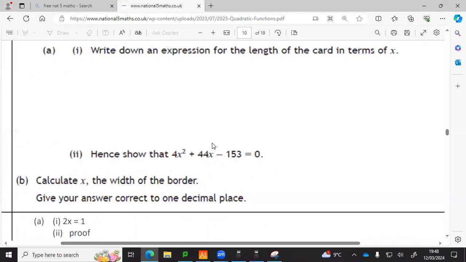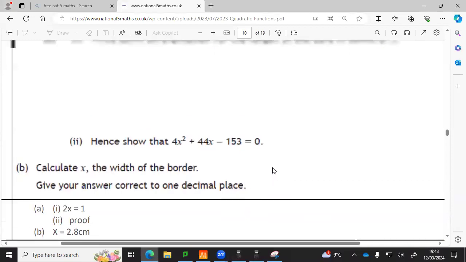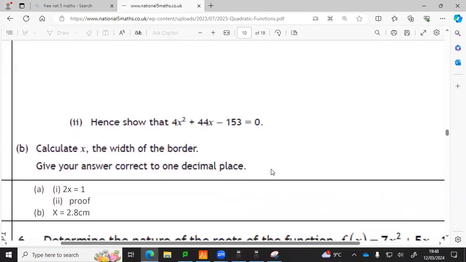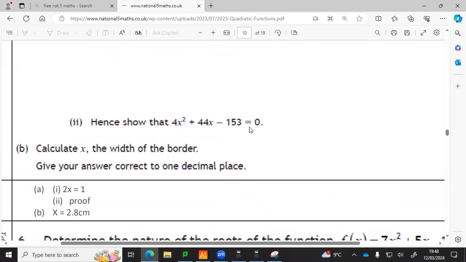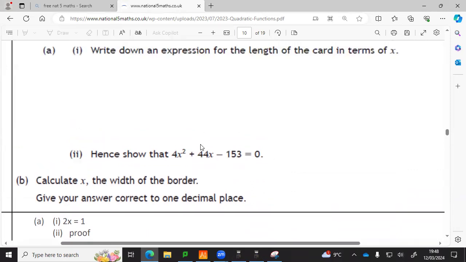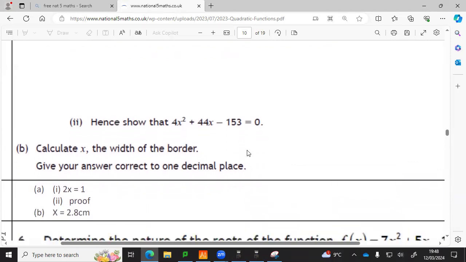Then you get 2 marks for this part, and then you get 4 marks for the last bit. The 4 marker, just be aware of this, you don't have to have done A to do it. It gives you what you need to use. It gives you your 4x squared plus 44x minus 153. So you already have that. You don't need to work that out. So see if you can't prove that, don't panic. Calculate x, the width of the border. You can do that without doing anything in part A. You already get given what you need to put in the formula.